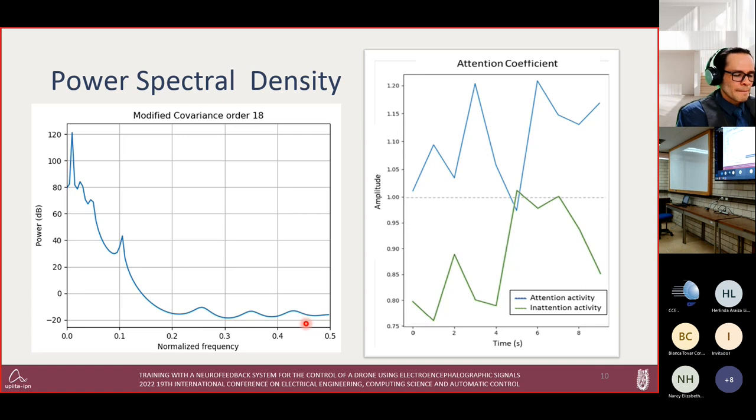Okay, Vania. The last question. Did you compare the attention coefficient value you obtained against those obtained by other authors? Not closely, because we designed this attention coefficient across all of the areas, but some of the articles that I read before use a similar coefficient using the relation between beta and theta. Okay, Vania. Thank you very much.